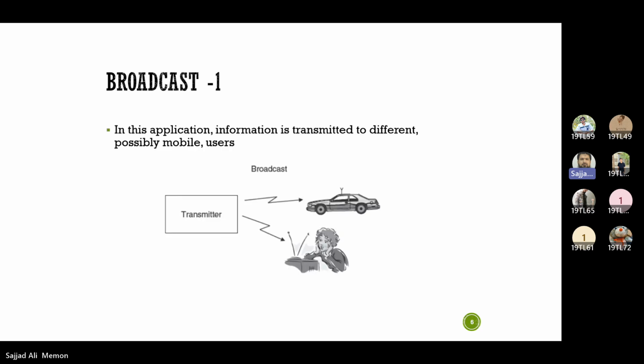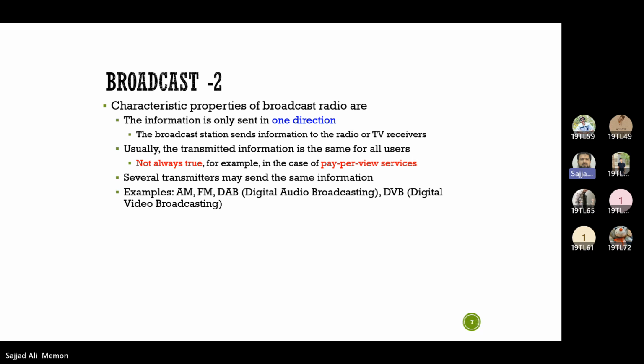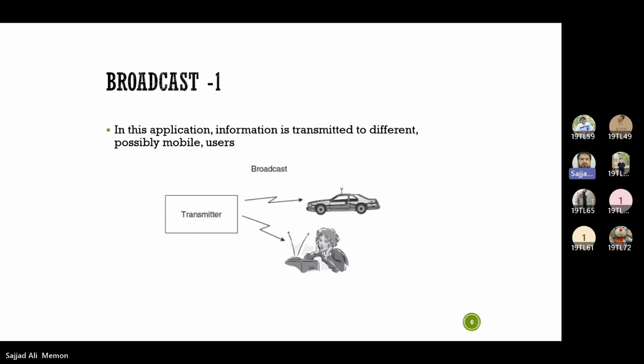Like broadcast, in this application information is transmitted to different, possibly mobile, users. Here a transmitter is broadcasting to the car as well as to this lady. This may be a radio being broadcast, like AM, FM radio, or nowadays we may have satellite channels, maybe broadcast on demand to different users.